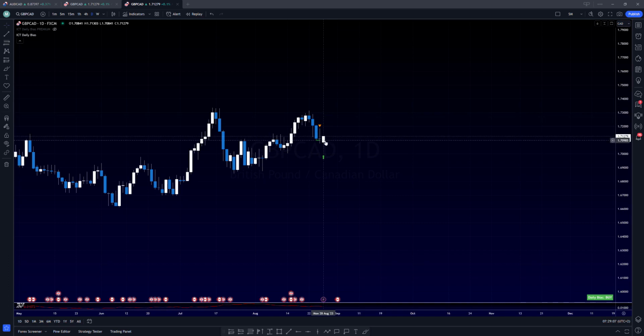And as I said, if you have buy daily bias, this is the current daily bias, so the price should go up, and we should take only long trades on the lower time frame. And if the daily bias is short, the price should go down, and we should take only short trades on the lower time frame.